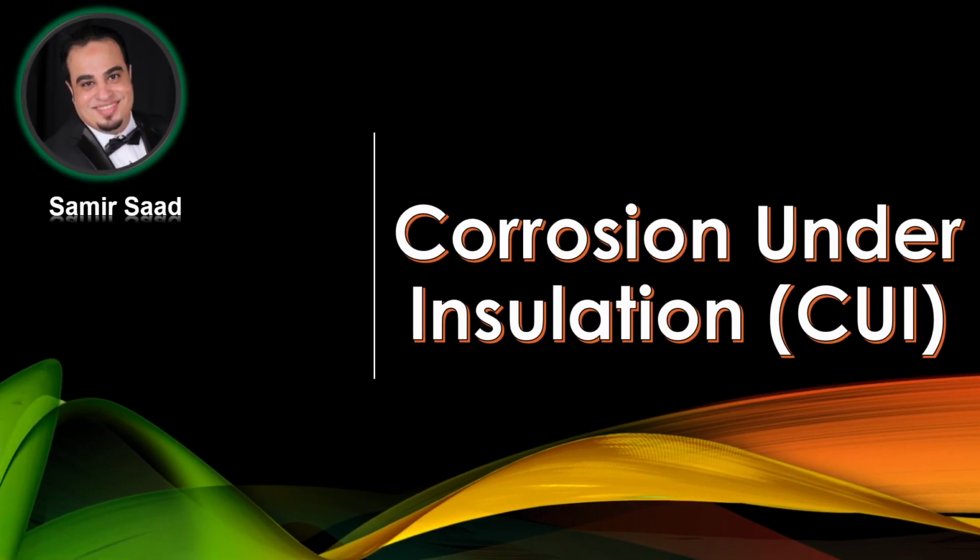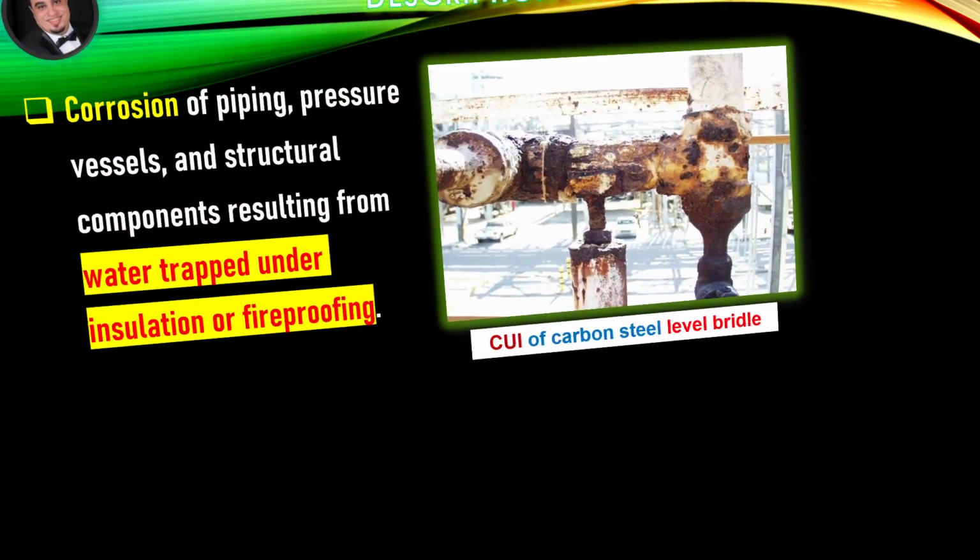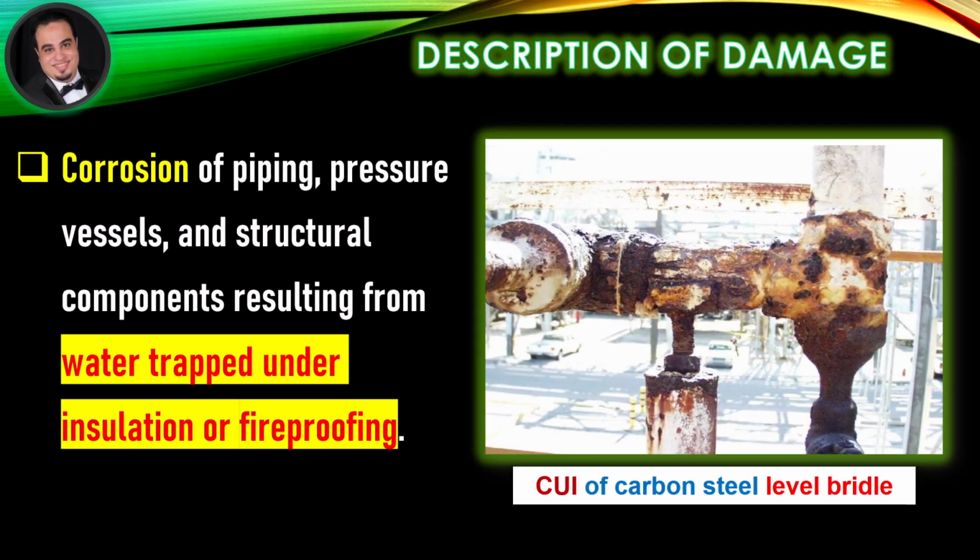In this lecture, we will discuss the corrosion under insulation, CUI. Description of damage. Corrosion of piping, pressure vessels, and structural components, resulting from water trapped under insulation or fireproofing, as illustrated in figure. Example of corrosion under insulation of carbon steel level brittle after insulation removal.